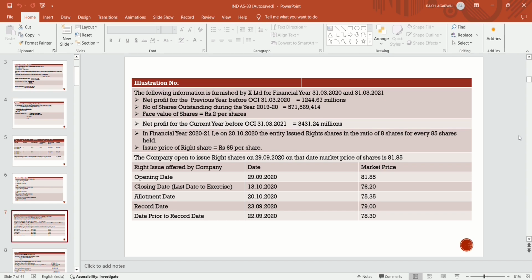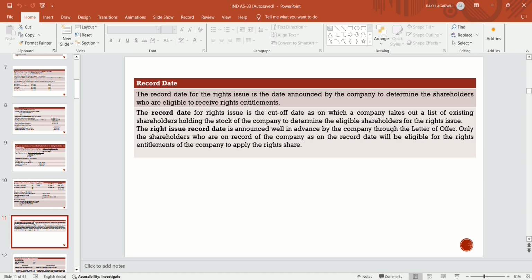Record date means the date announced by the company to determine the shareholders who are eligible to receive the rights entitlement. So the record date for the rights issue is the date the company announced for the issue of rights shares to determine the existing shareholders who are eligible to receive the rights entitlement. That date is the record date.